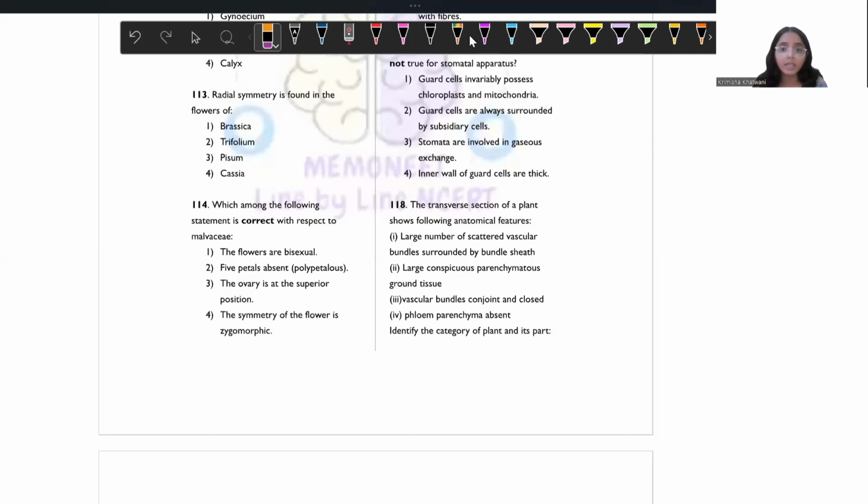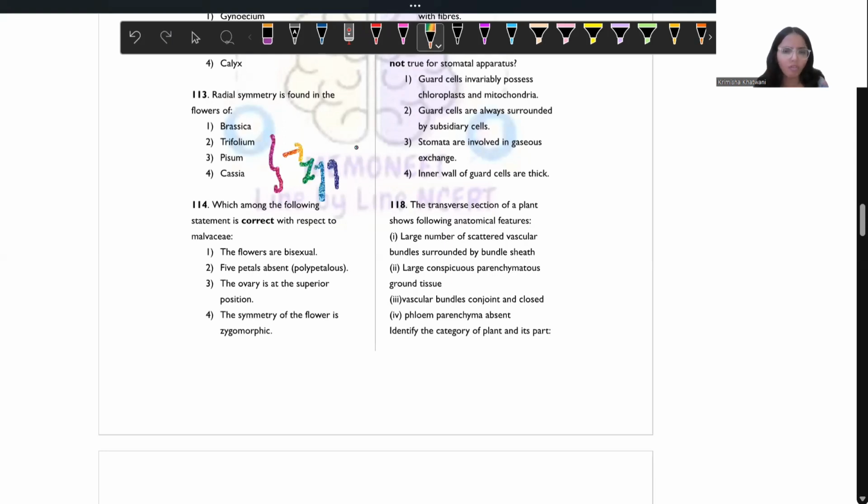Yes, so let us see the next question. What does the next question say? Radial symmetry is found in flowers of Trifolium, Pisum, and Cassia are zygomorphic. What does it mean? They are bilaterally symmetrical. Okay, so Brassica is the only option left. That means Brassica has radial symmetry.